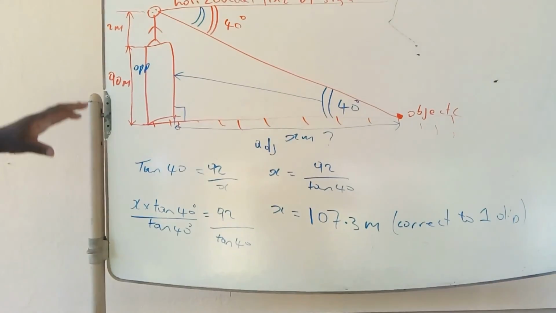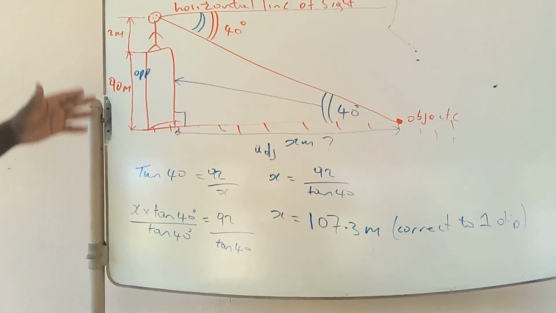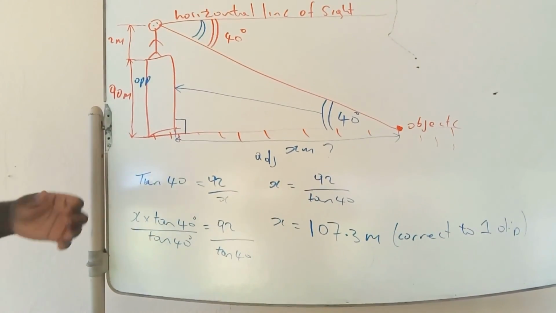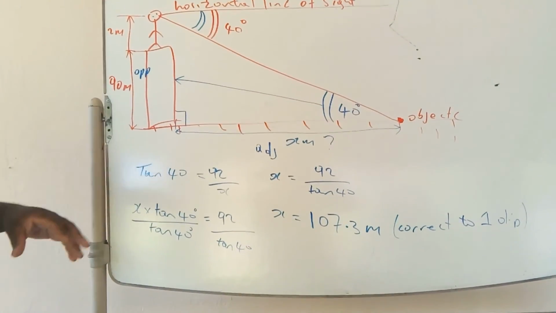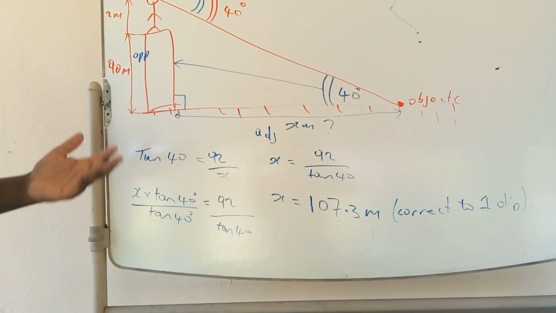Now, if you notice here, the angles of elevation and depression have a lot of real life applications. We can use them to calculate real life distances and things.